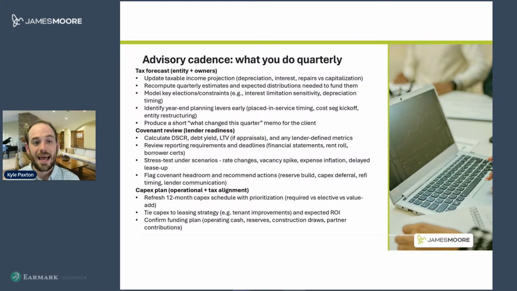You can get a lot out of that and a lot of opportunity for advisory in that. And so again, we try to position ourselves to where we are very helpful in those recurring check-ins. But I do find that quarterly cadence is really nice for those.